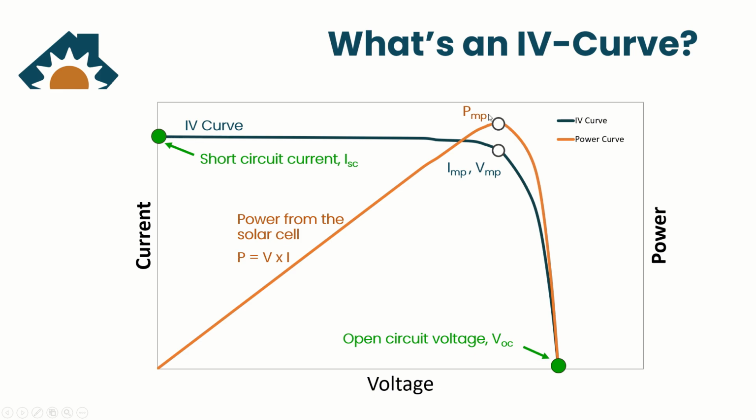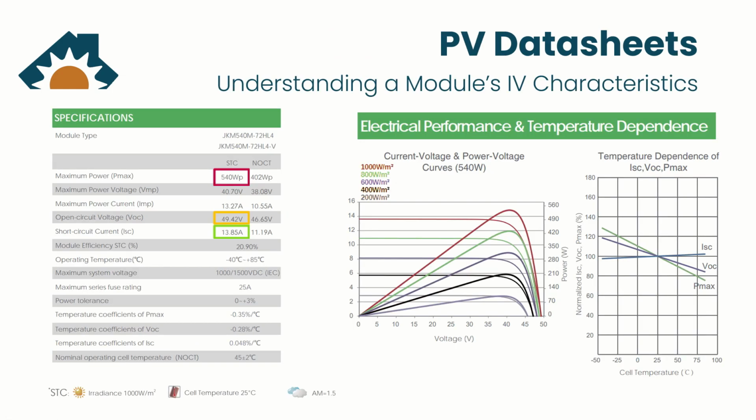And this maximum power point is associated with this IMP, this current at maximum power point, times this voltage at maximum power point. By looking at the IV curve results after testing, we can figure out if the solar module is performing as it should, or if there's some actions we need to take to make it work more efficiently. So let's look at a datasheet.